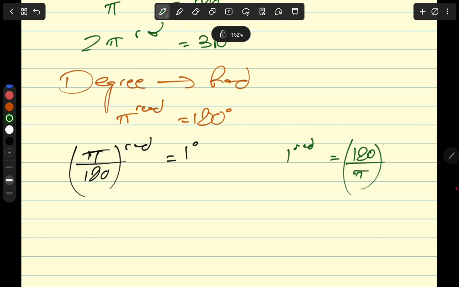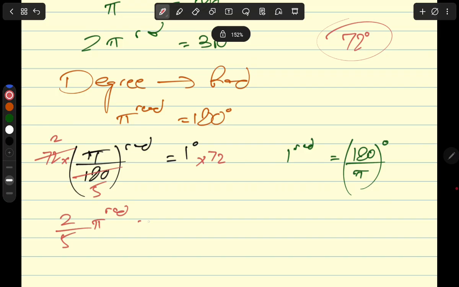Now, let's say you ask me what 72 degrees is equivalent to. If I want to find 72 degrees, I will multiply both sides by 72. So 36 times 5, 36 times 2. So this becomes 2 upon 5 pi radians. So this is equivalent to 72 degrees.